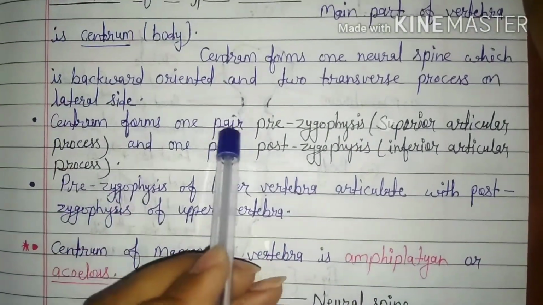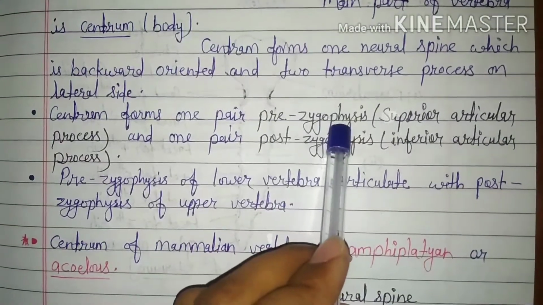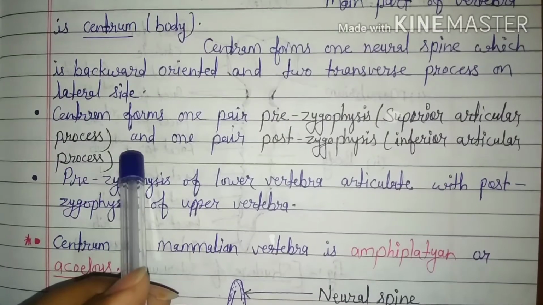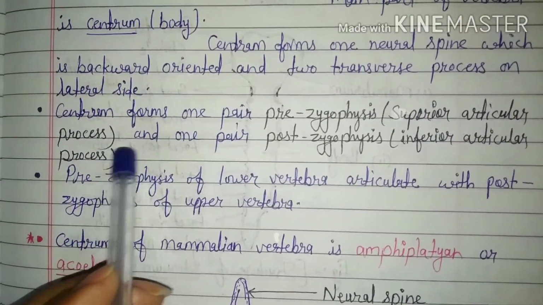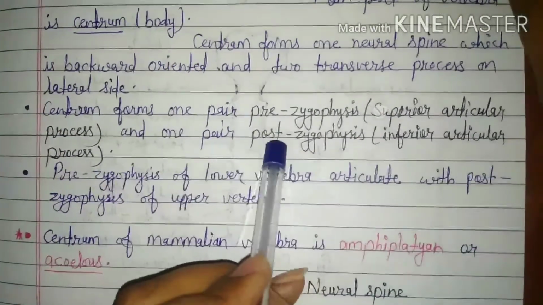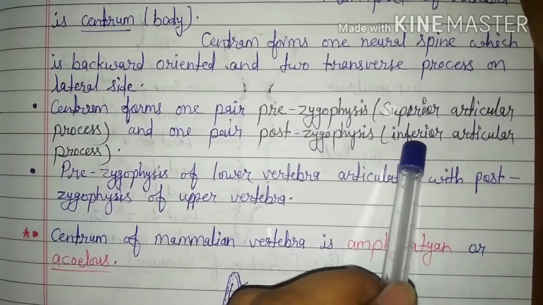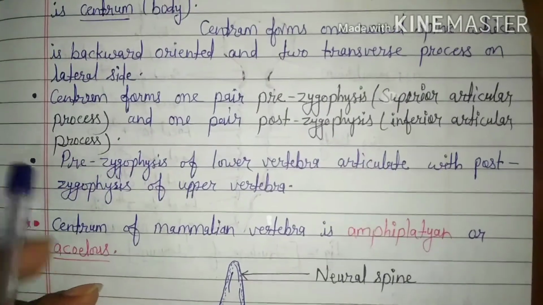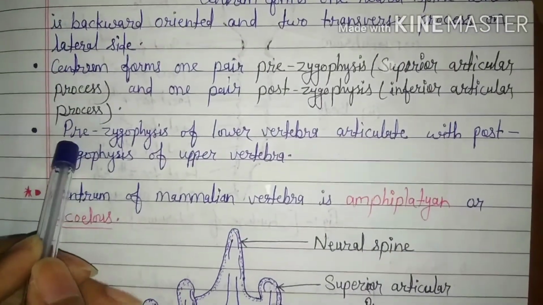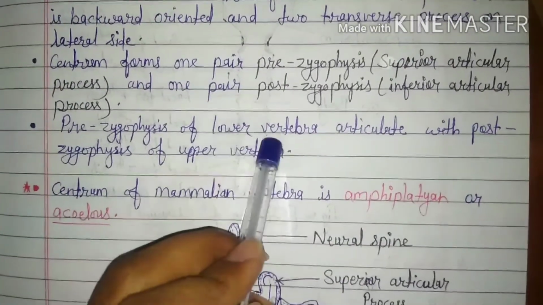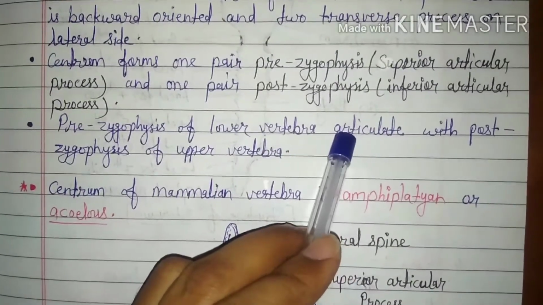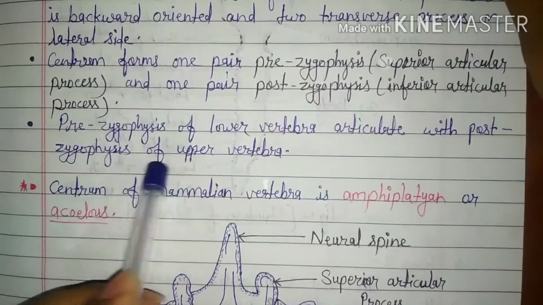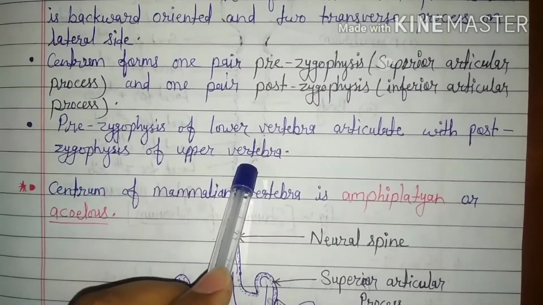Centrum forms one pair of prezygapophyses, which means superior articular processes. The meaning of articular is to form a joint. And one pair of postzygapophyses, which means inferior articular processes. The prezygapophysis of the lower vertebra articulates, which means forms a joint, with the postzygapophysis of the upper vertebra.